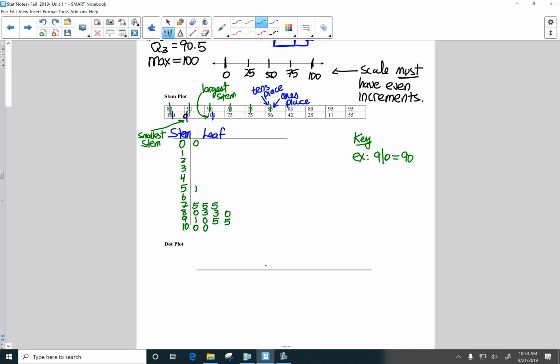Again, no particular order in the leaf column. The stems have to be in increasing order, but the leaves can be in any order. All right. 56, row 5, include a 6. 42, row 4, the number 2. 25, row 2, the number 5. 55, you put a 6. I have 51? Oh, yes, sorry. Okay, I thought I screwed up too. So we have an 11, and then we have a 55 to finish it off.